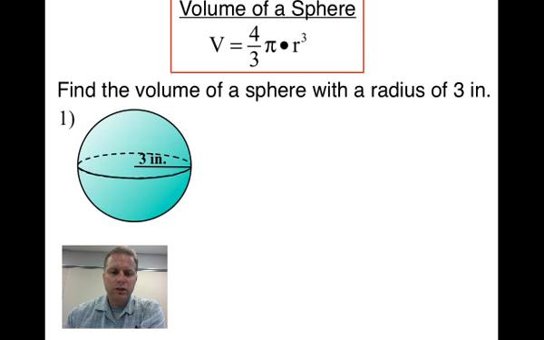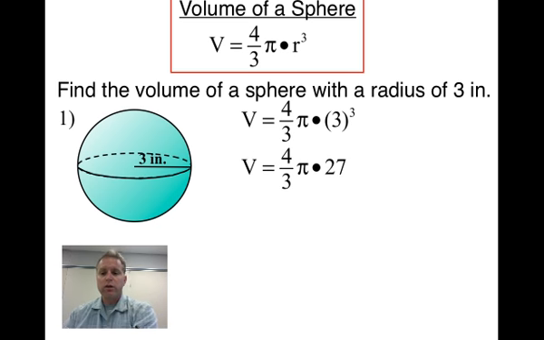Volume for a sphere is a little different. Our formula for a sphere is 4/3 times pi times r cubed. Since our r is 3, we're going to plug that in, which would be 3 to the third power, which is not 9. You want to be careful about that. It's 27.